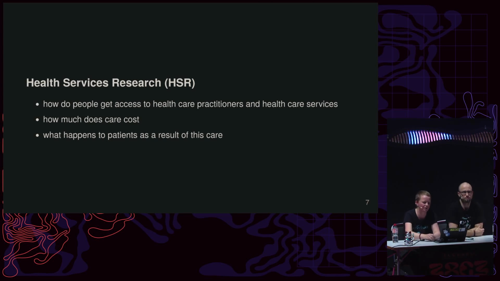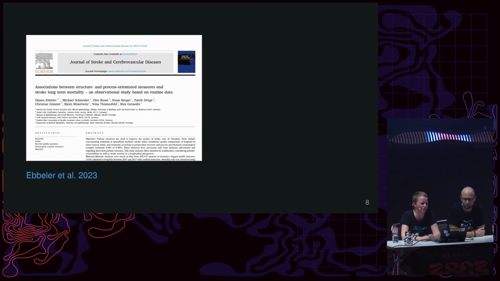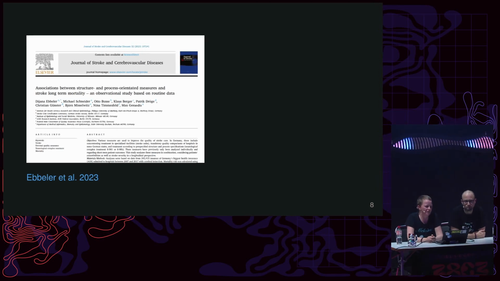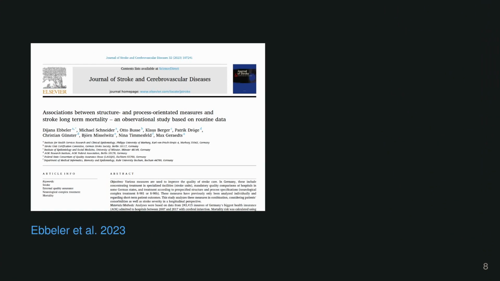That means we took a study from health services research. This is an example for such a study. The study looked at the association between structure and process-oriented measures and stroke long-term mortality. Means, in short, in different hospitals, you may have so-called stroke units, and these stroke units have a special form of neurological treatment, and this increases the probability of survival if you have a stroke.